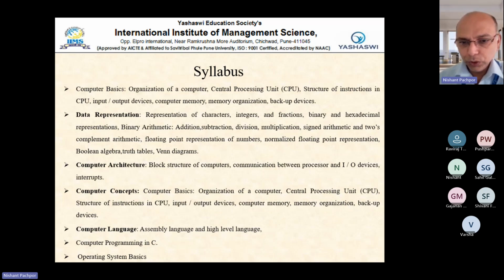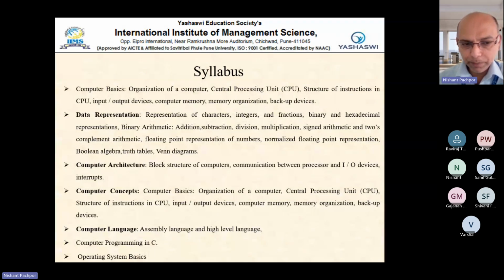Then we go with signed arithmetic. Signed arithmetic is also called one's complement and two's complement arithmetic. Then floating point representation of numbers, and normalized floating point representation. Then Boolean algebra, truth tables, Venn diagrams. All these are covered in data representation.